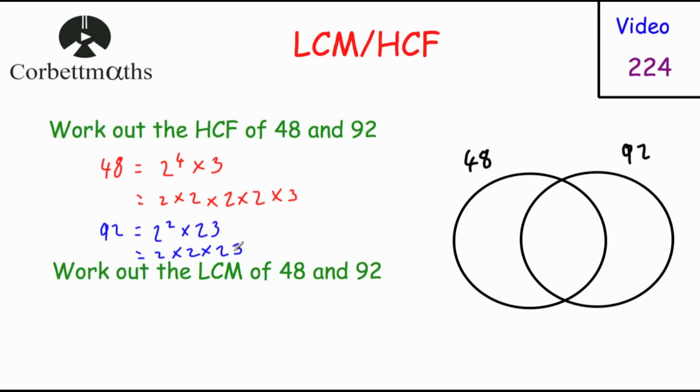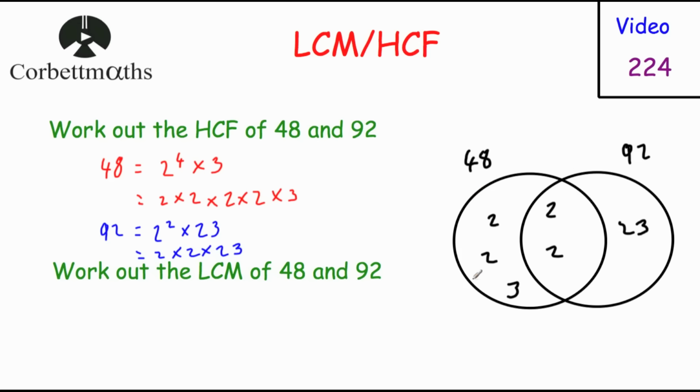times 2 times 23. So they've both got two 2s. 92 has got two 2s, and 48 has got two 2s, so we're going to put two 2s in the middle. Now, 48 had two more 2s, so let's put those two 2s on the 48 side. 48 also had a 3, but 92 doesn't, so let's put the 3 there as well. And finally, 92 has a 23, so we'll put that into the 92 side.